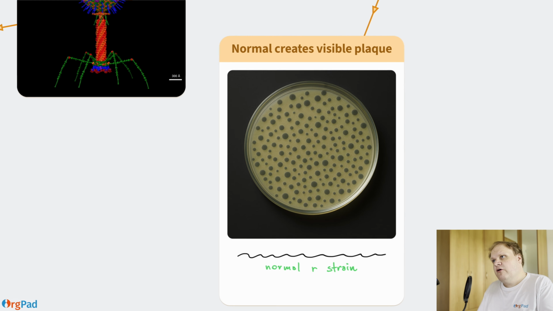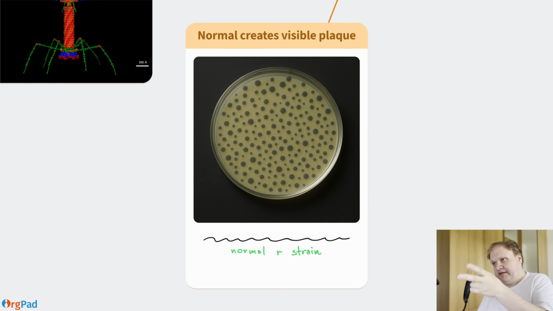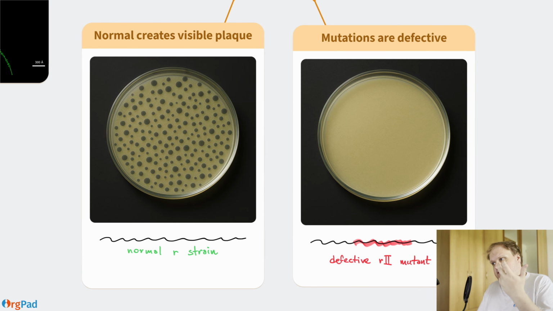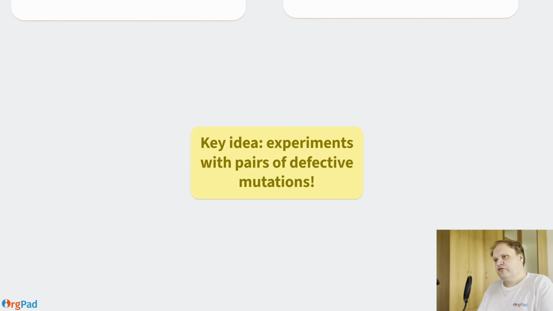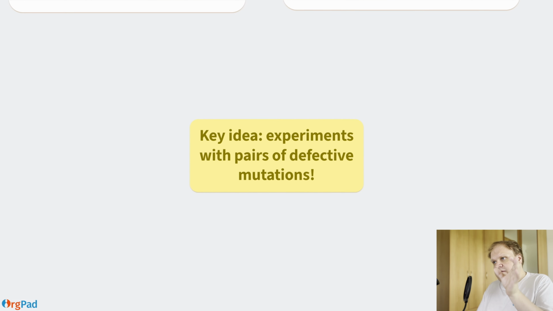When you place a normal strain of the virus in a petri dish, you will see a visible plaque. But if he placed some defective mutants, the plaque was not visible. And when he saw this, he was like, wow, I can actually use this to build a detailed genetic map of the virus. His idea was to run experiments with pairs of defective mutations.